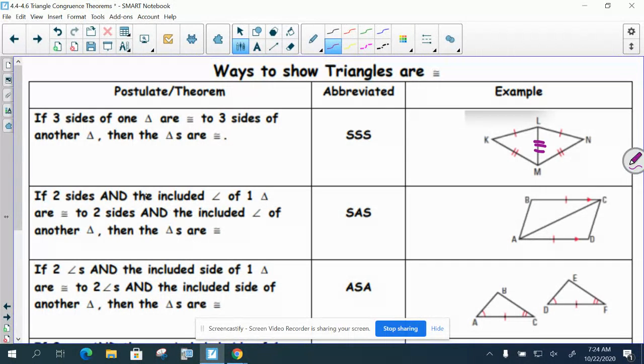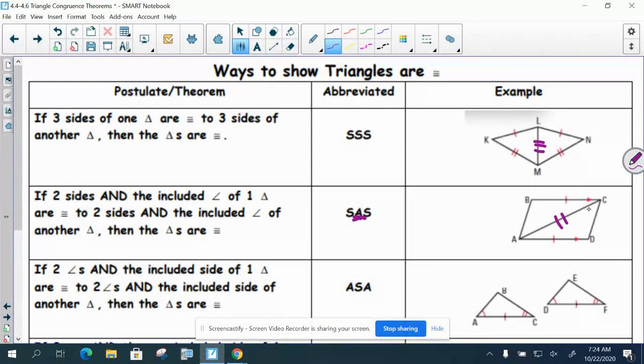Next one: if two sides and the included angle of one triangle are congruent to two sides and the included angle of another triangle, then the triangles are congruent. If you have two sides and the angle that's congruent is in between them, then that's SAS. Here we have BC and DA congruent, and the side that they share is congruent, but where is the included angle? I don't see any angles that are marked congruent.